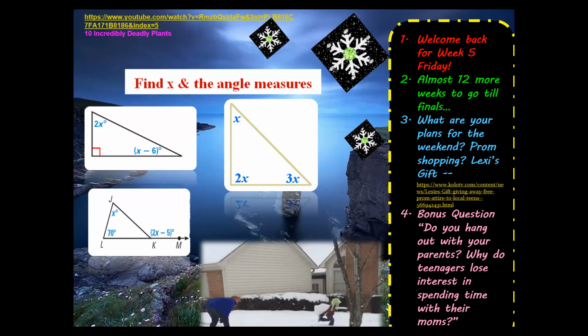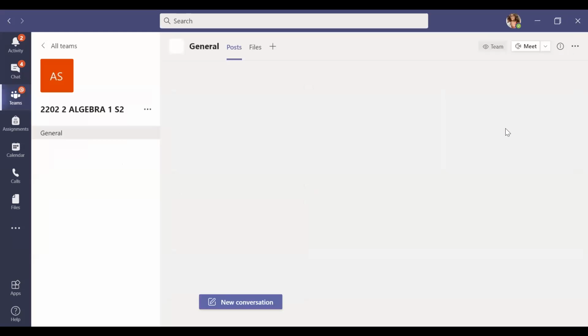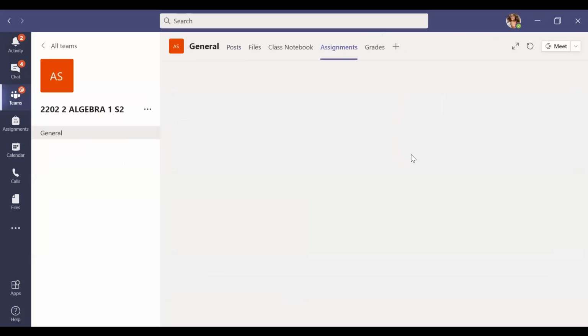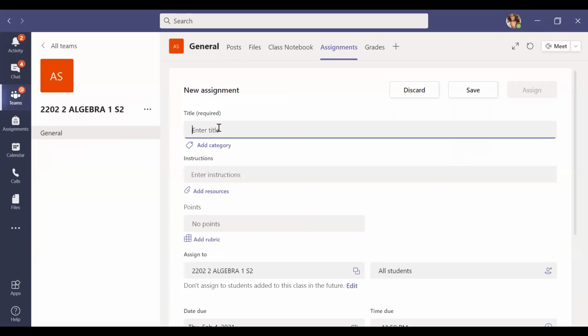All right, let's go ahead and create the assignment for your class today for algebra. So this is for week 5, Thursday, Algebra 1, Semester 2. Our topic of discussion is going to be factoring with coefficient a that is greater than 1.